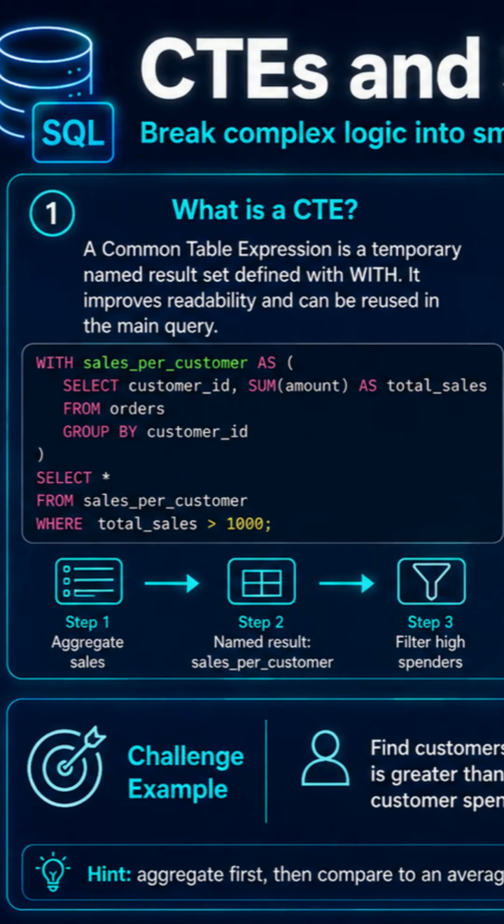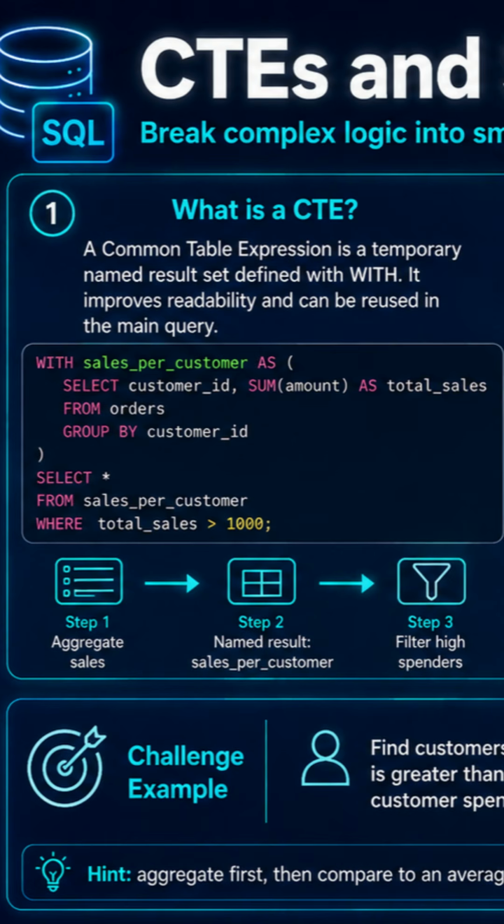What is a CTE? Let us start with CTEs and subqueries. A CTE means Common Table Expression. In simple words, it is a temporary named result set created with the WITH keyword. The main benefit is readability. Instead of writing one huge query, you can split the logic into smaller, clear steps.